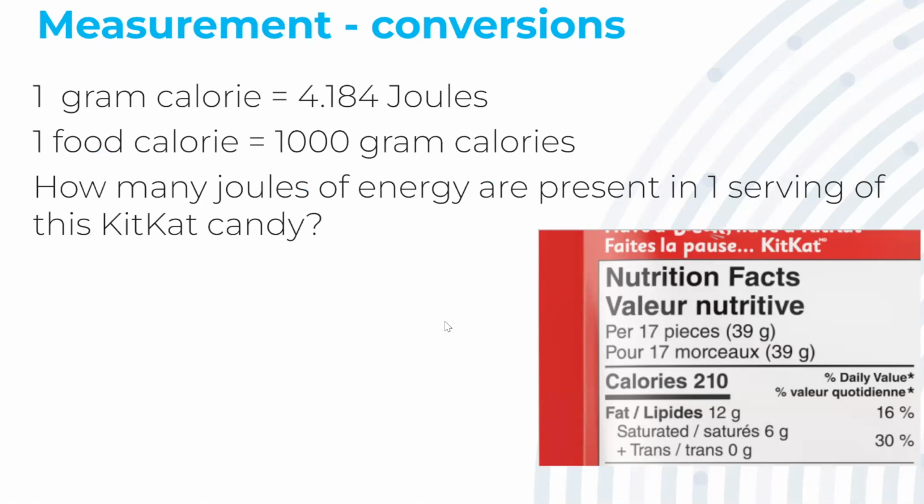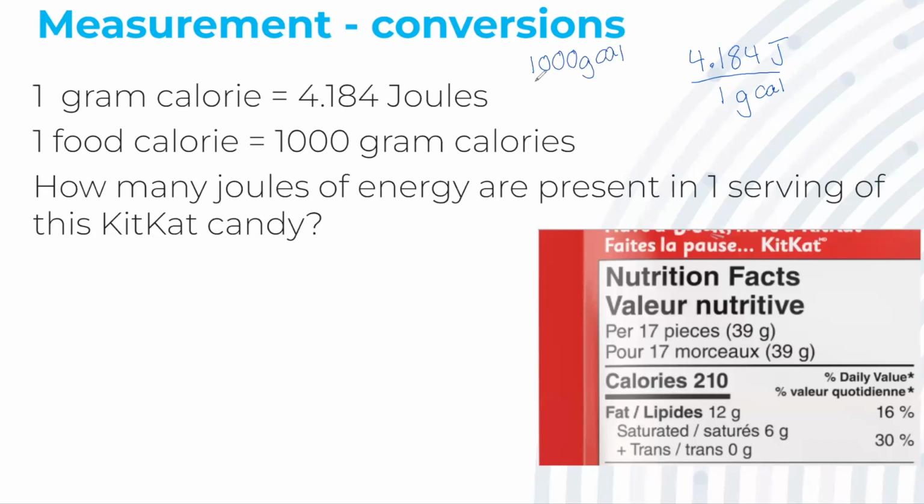So each one of these is a fraction. I'm wanting to end up with joules, so I would want that on top. So 4.184 joules would be over 1 gram calorie. And then I'm starting with food calories, so that's going to be on the bottom. And I'm going to use the conversion 1,000 gram calories over 1 food calorie, because these are actually kilocalories when you talk about how many calories are in food.